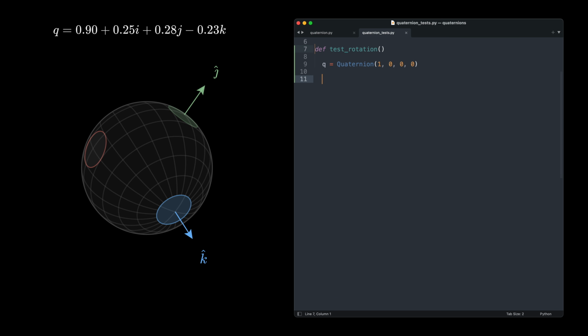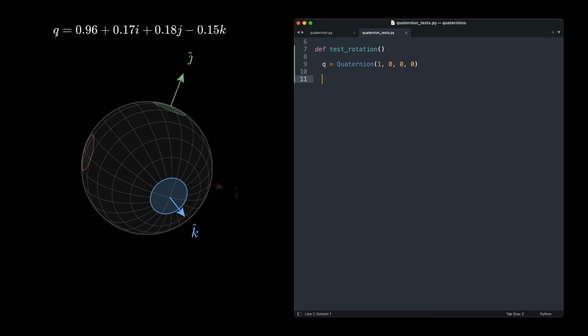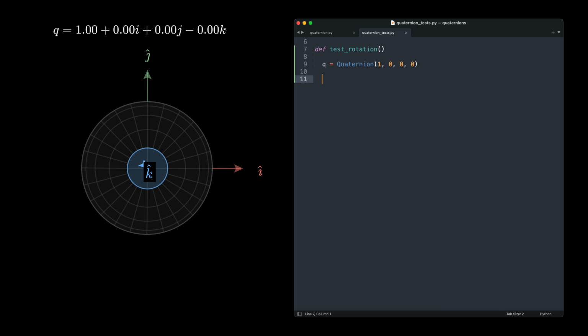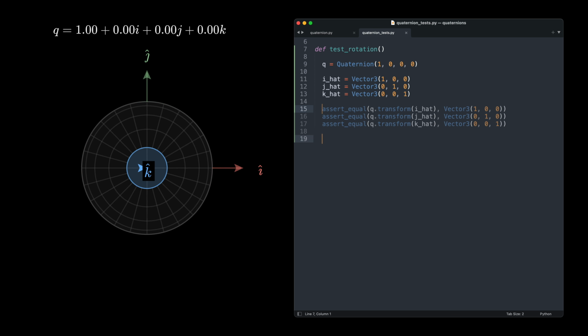The simplest orientation we can describe is a quaternion with the value of 1. Let's also create some variables for the basis vectors of the space, which is how we test the orientation of the sphere. For example, when the orientation is 1, the coordinate system of the sphere and our setup are aligned. In other words, the transformed positions of the basis vectors are equal to their starting positions.